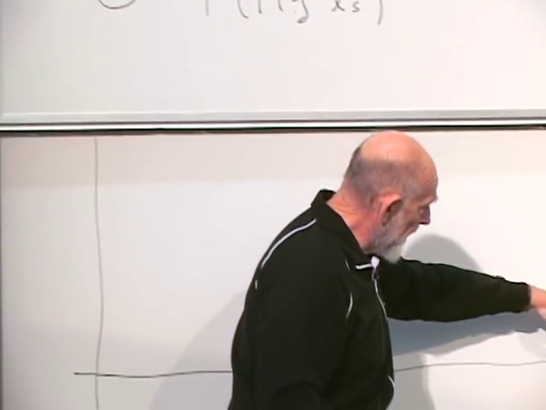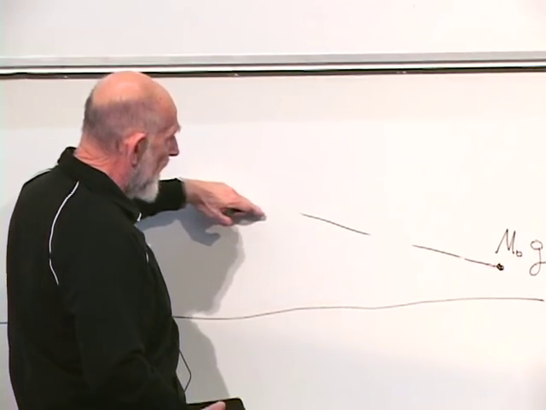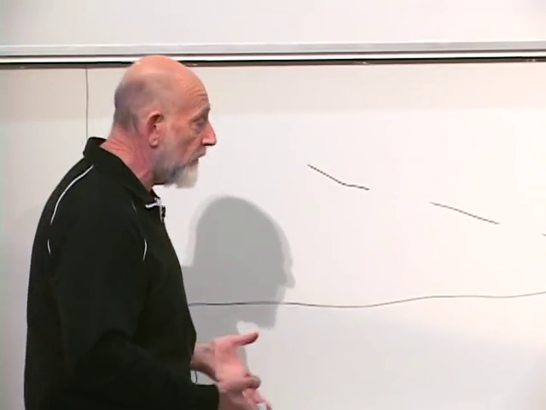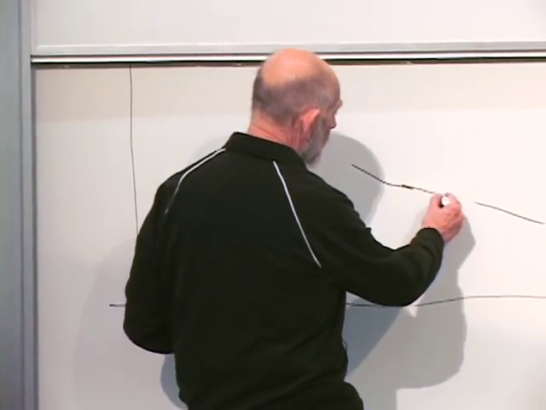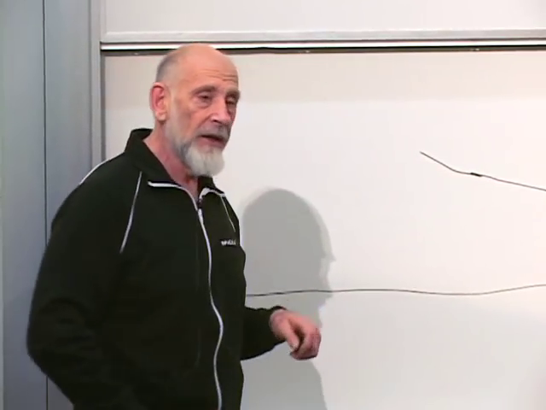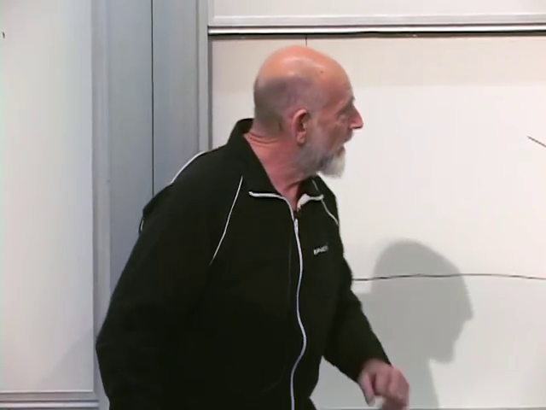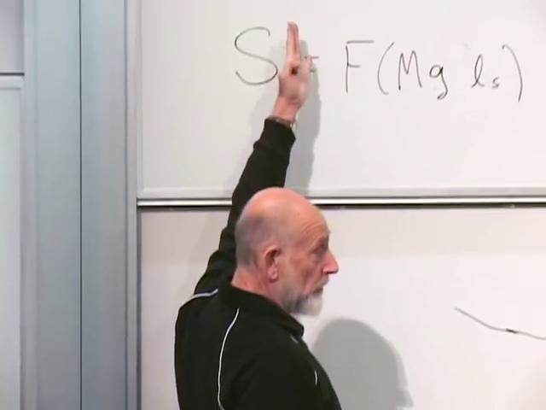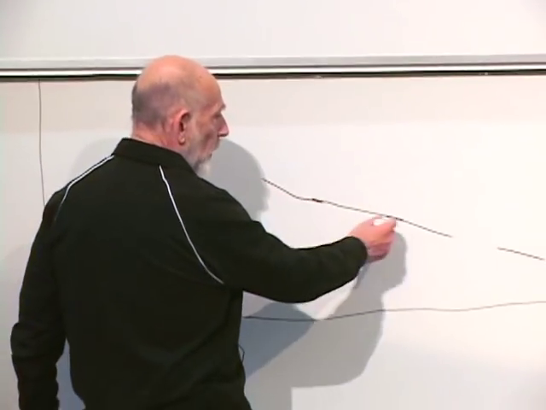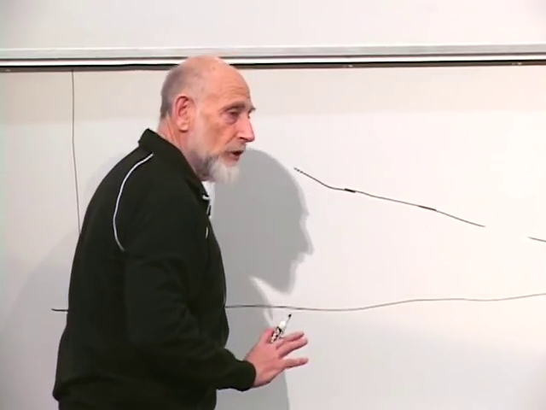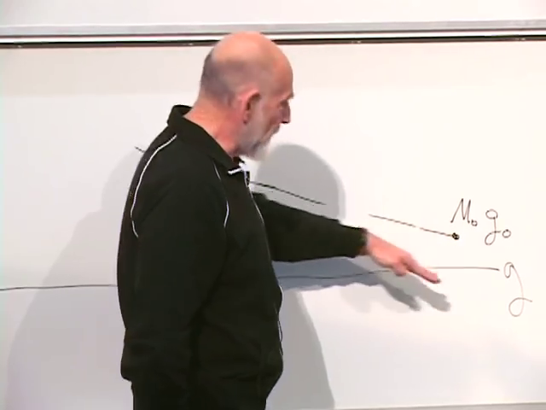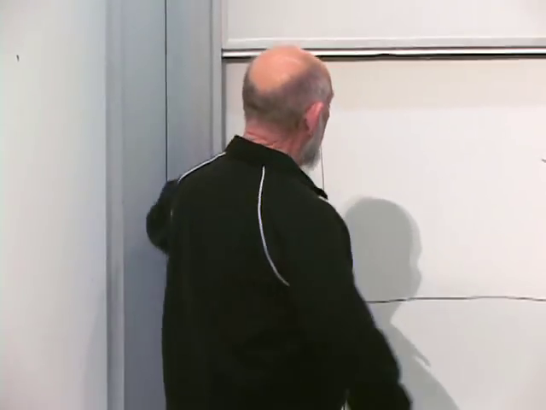In other words, this line here must be the line along which M times G is fixed. M times G is fixed along here. Why is it? Let me go back again. We're slowly varying G, and so we don't change the entropy. But the entropy is known to be a function of M times G. So it must be that MG is fixed along here. It has to equal M naught G naught at this point. And so I can tell you immediately what this curve is.